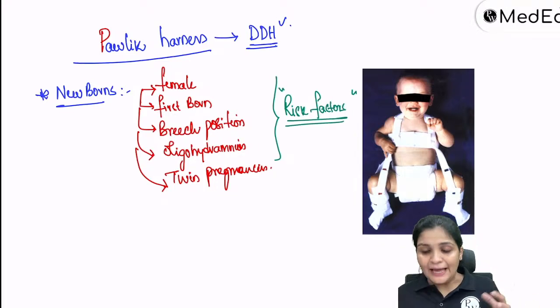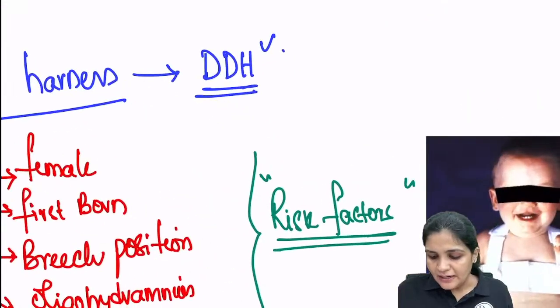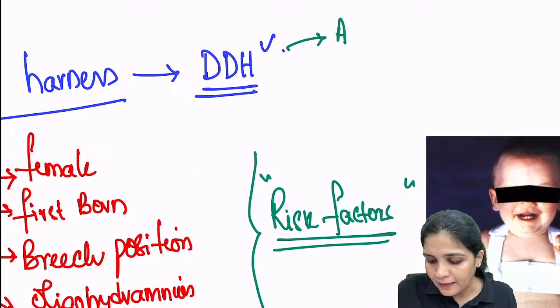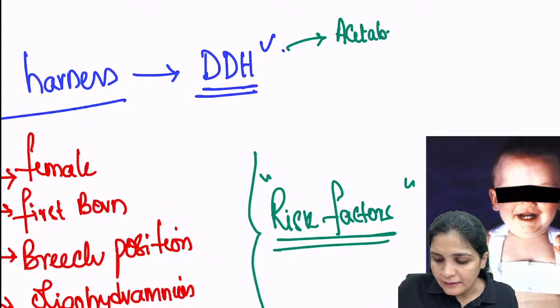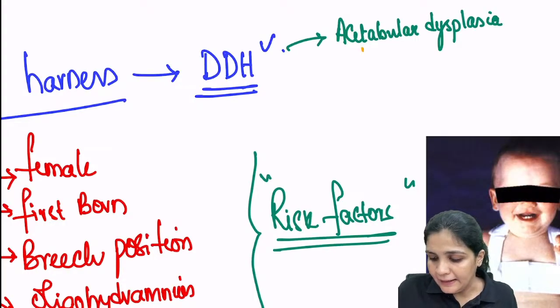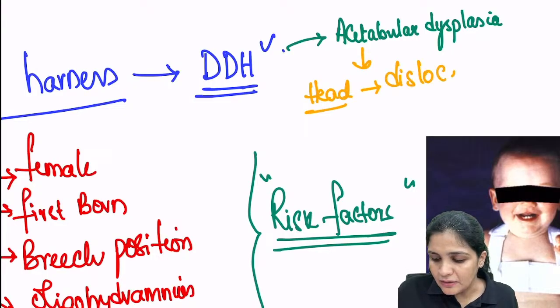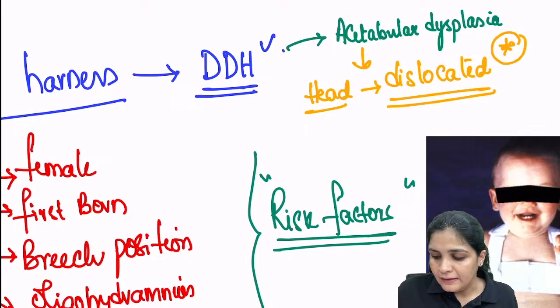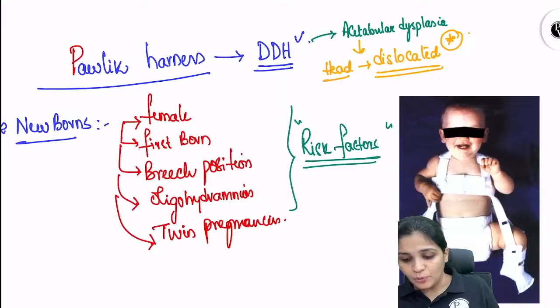So what exactly happens in DDH? There is a problem. There could be acetabular dysplasia, and the head gets dislocated. Head gets dislocated. So how do you identify?